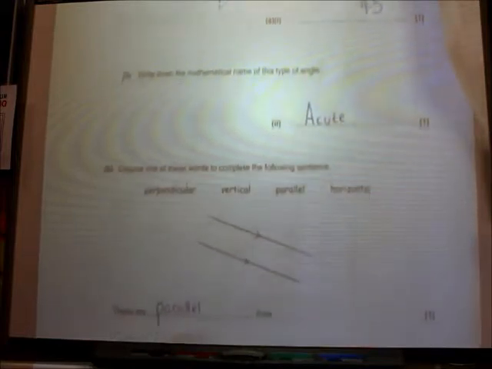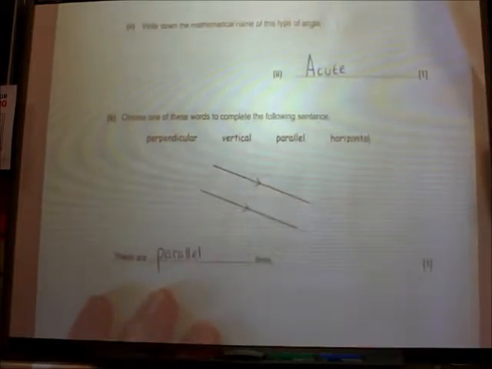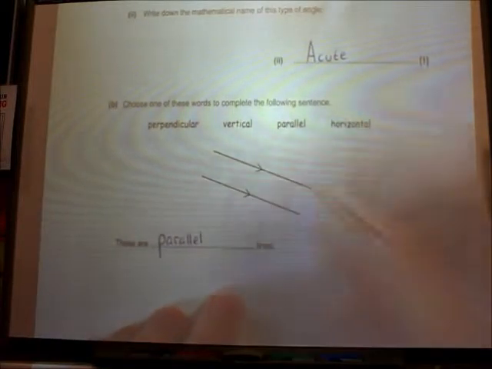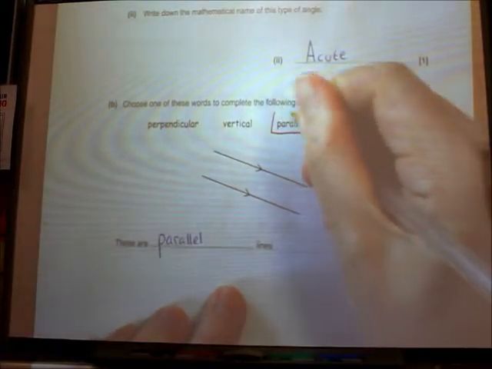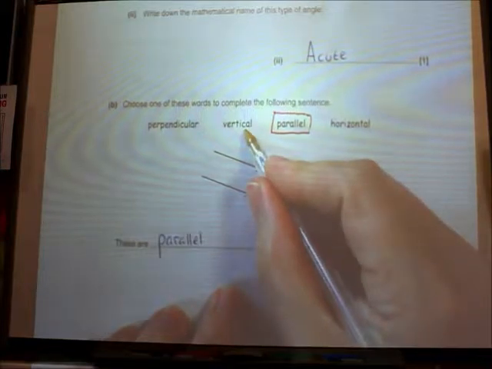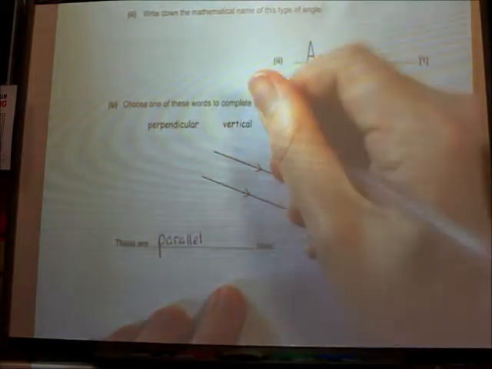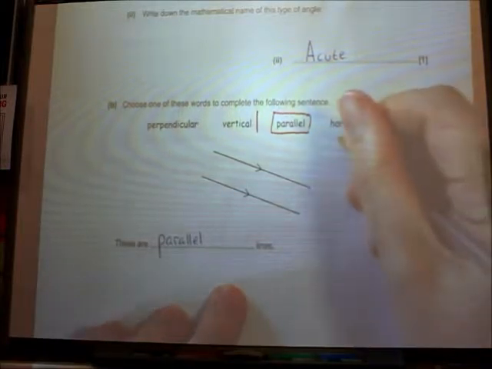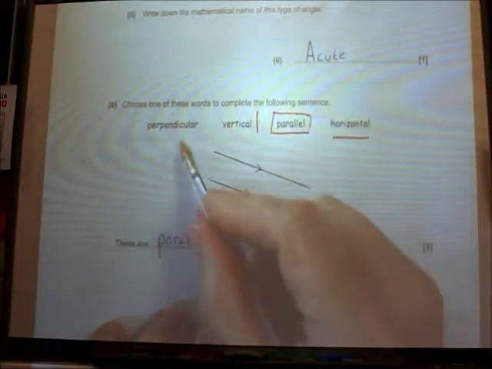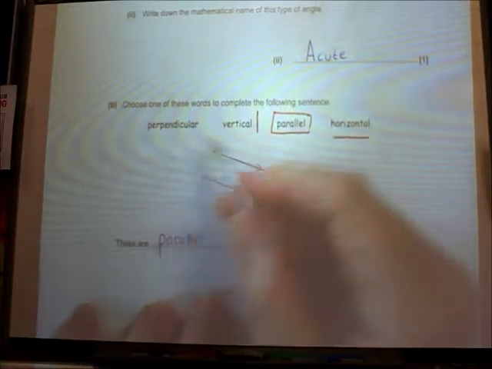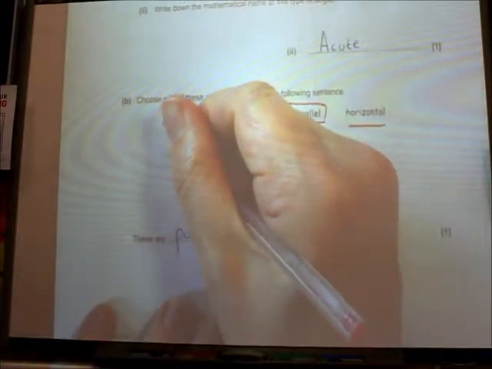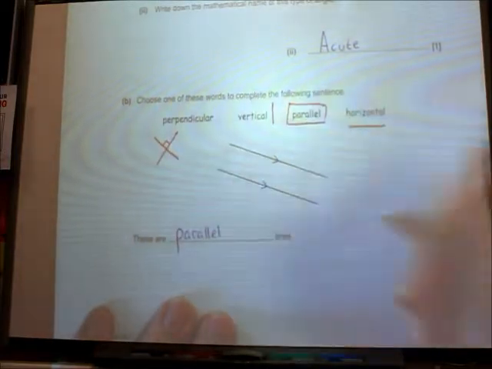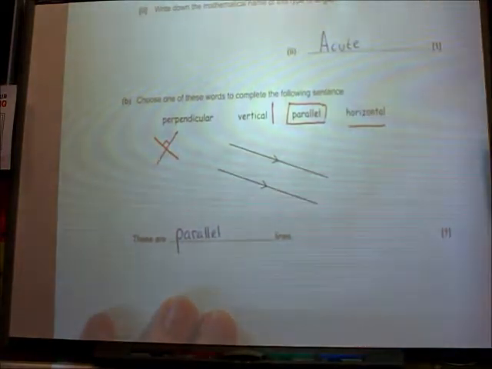Choose one of these words to complete the following sentence. These are parallel lines. Parallel lines are lines that will never ever meet. Vertical line, I always think of a vertical drop. That's a vertical line. A horizontal line, you're lying out horizontally, is like that. And perpendicular lines, you'll need to know what perpendicular is. That is when you get two lines that cross at 90 degrees. So it's when two lines cross, like that.